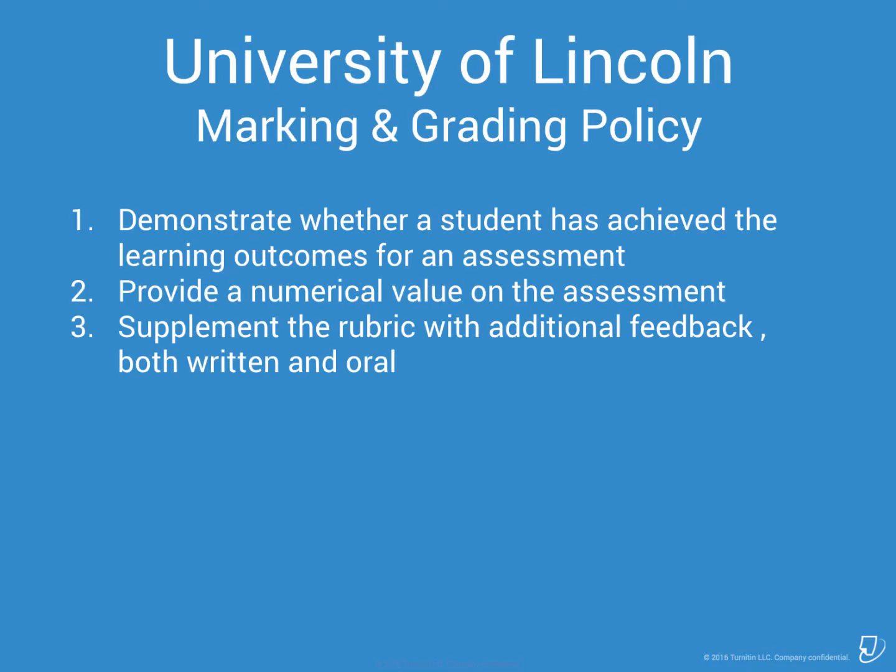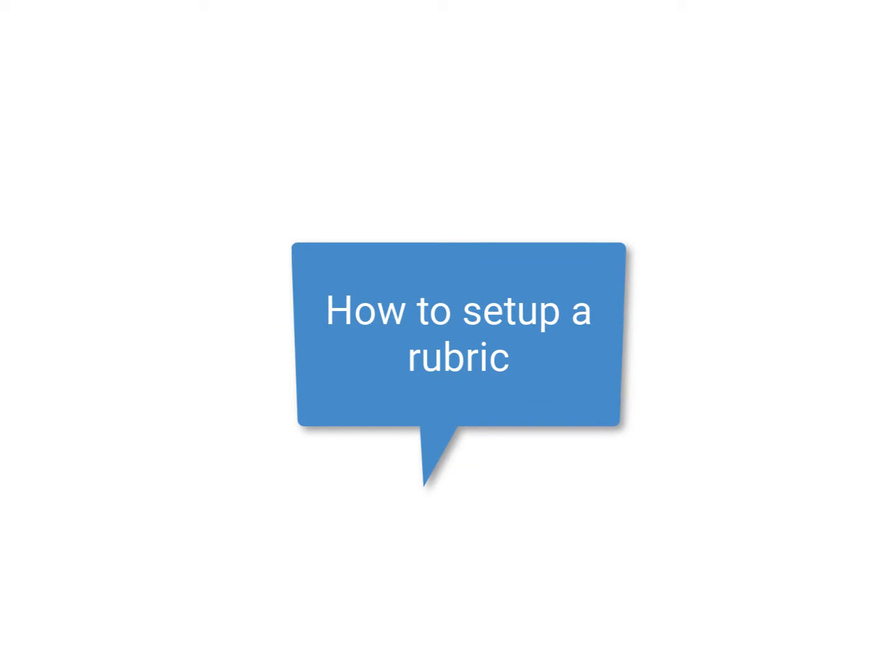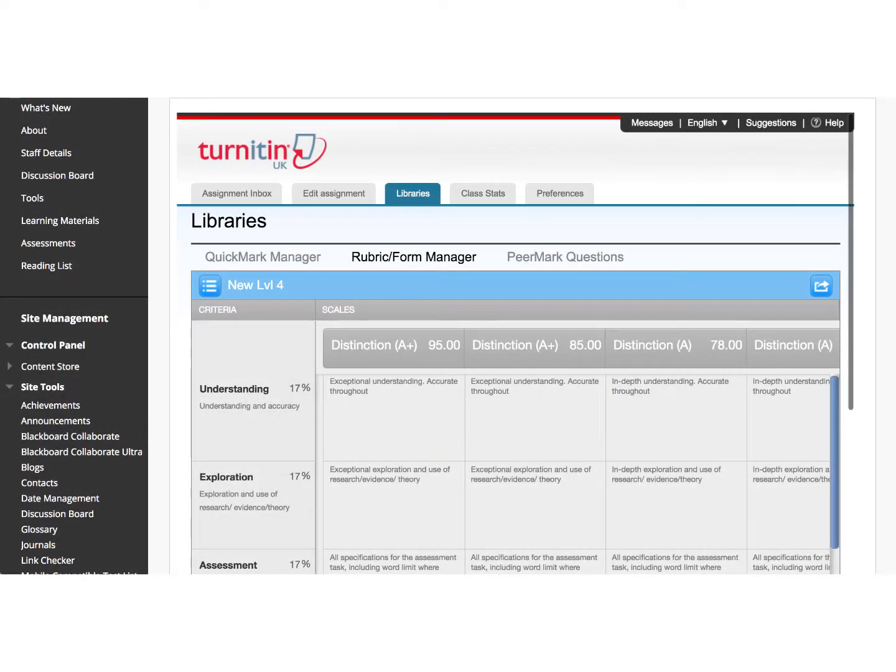University of Lincoln's marking and grading policy recommends that you demonstrate whether a student has achieved the learning outcomes for an assessment, provide a numerical value on the assessment, and supplement the rubric with additional feedback, both written and oral. I will now show you how to set up a rubric within Turnitin.